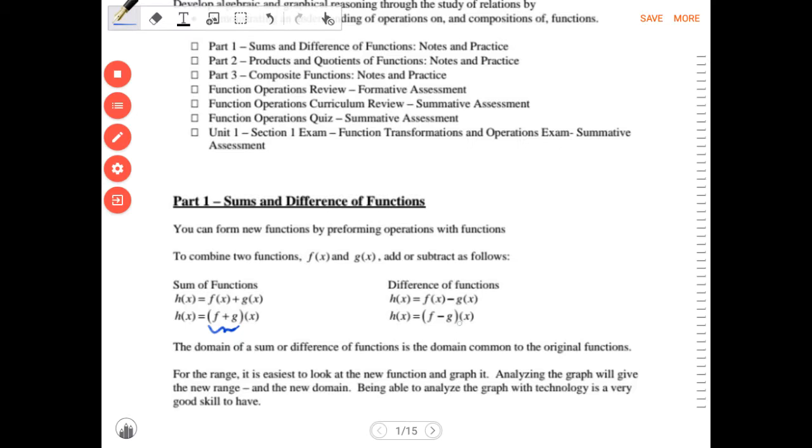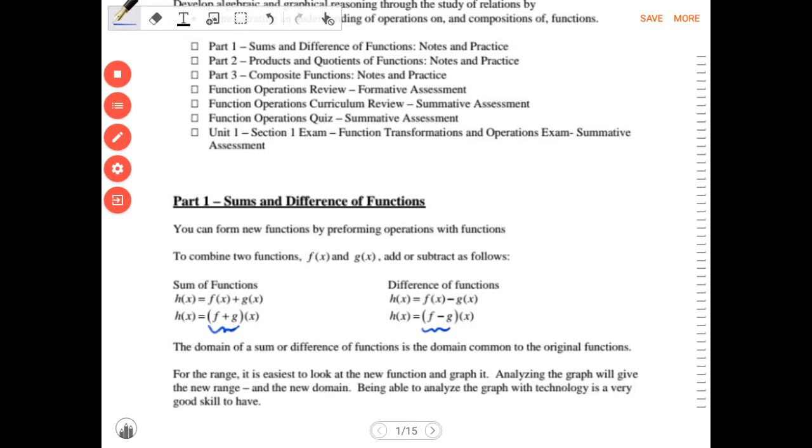Same thing with difference of functions. We get a new function by subtracting the two, which we can shorthand into f minus g of x. The domain of a sum or difference of functions is the domain common to both, or all 3 or more, of the original functions.